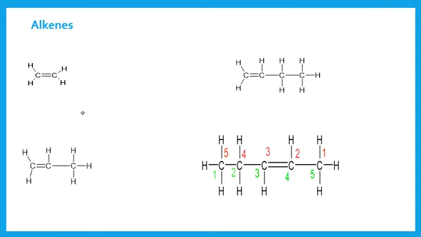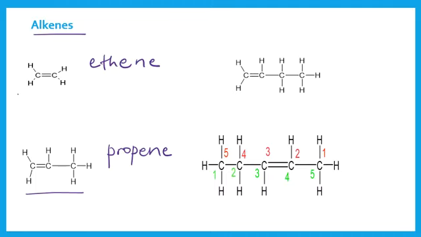Let's name these organic molecules. So these are alkenes. If you look at the first one, it has 2 carbon atoms, and therefore the stem word is eth, and the suffix is ene. So the organic molecule is ethene. This one has 3 carbon atoms, so the stem word is prop, and the suffix is ene. So this is propene. Okay, let's proceed to this one.